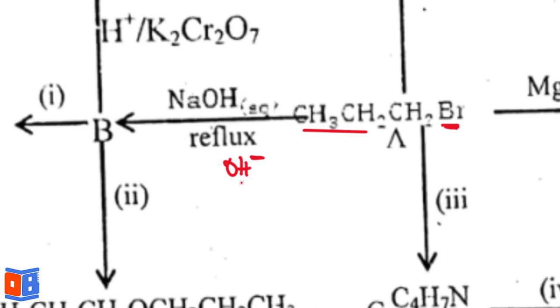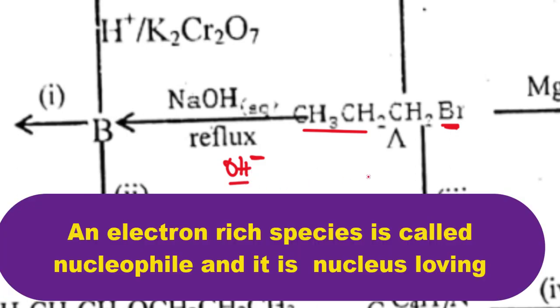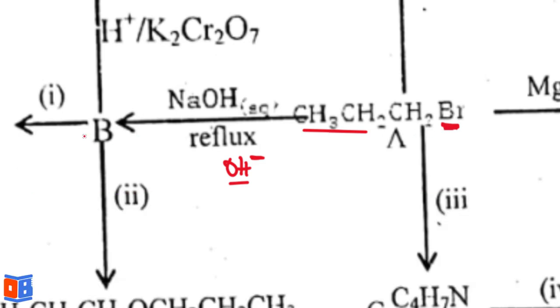And since the OH group is negatively charged, it means that it is electron rich. It is called a nucleophile. And since the OH group replaces the bromine in order to form compound B, which is an alcohol by identification because of the reagent, we are going to say it is called a nucleophilic substitution reaction. Nucleophilic substitution because it is a nucleophile that replaces another species in a substrate.